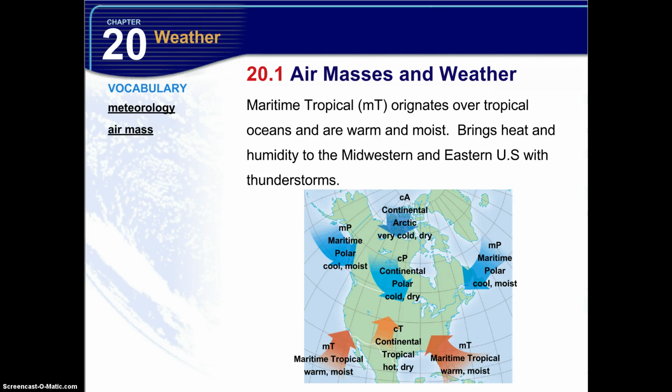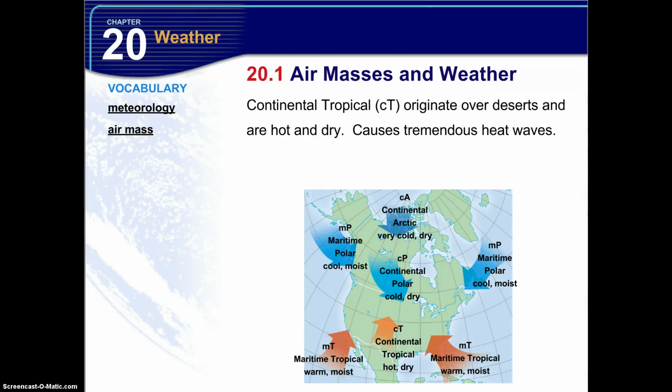Maritime Tropical, MT, originates over tropical oceans and is warm and moist. This brings heat and humidity to the Midwest and eastern United States with thunderstorms. A lot of times these are misconstrued for monsoon seasons. Monsoons, again, are in Asia. When we talk about this movement of Maritime Tropical air masses, a lot of people call them monsoons, but they're technically not, but that's okay.